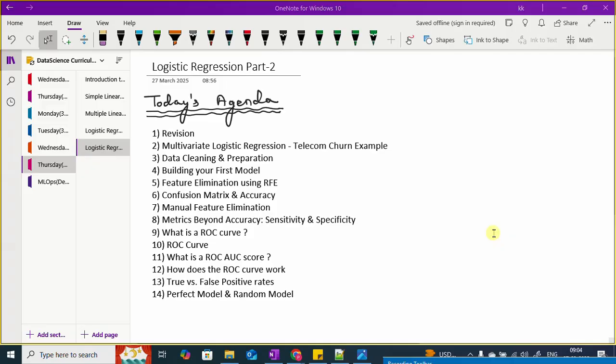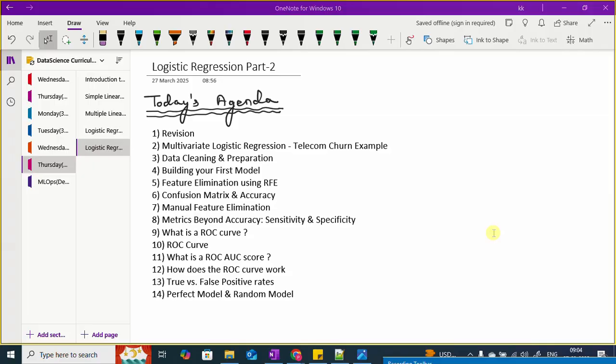Fine. So today's class is the continuation of our previous class. Last class we already started logistic regression, and this is logistic regression part 2. So this will successfully complete the entire syllabus for logistic regression. As part of today's agenda, I will go for a quick revision of what we discussed in the last class. Then we'll talk about multivariate logistic regression. I will try to solve one case study, that is telecom churn analysis.